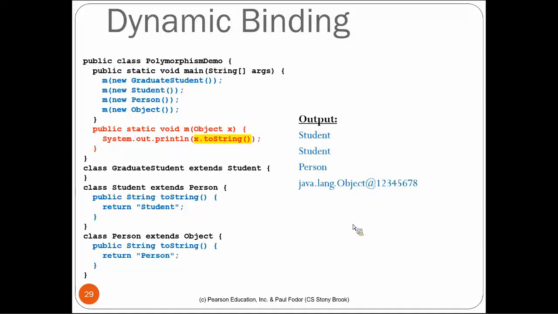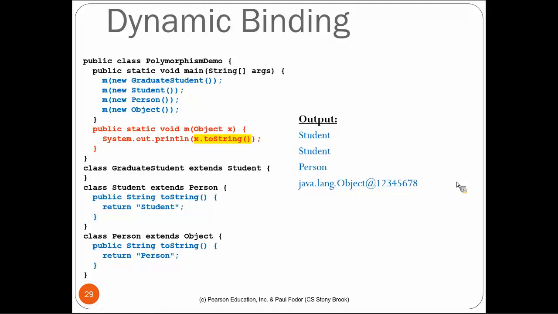Okay, so here we have that example. When we call x.toString, depending on what the actual object x is, it calls that toString method. For a graduate student, there is no toString method defined in the graduate student class. It goes to the class student, and it prints student. Then it returns to the main method, and it calls the method m with a new student. A student has a method toString, so it returns student. Then it calls the method m with a new person. Person also has a method toString, so it returns person and prints it. Then we return to the main method. We call the method m with a new object, and it will use the toString implementation in the class object, which prints that there is an object at that address in memory.